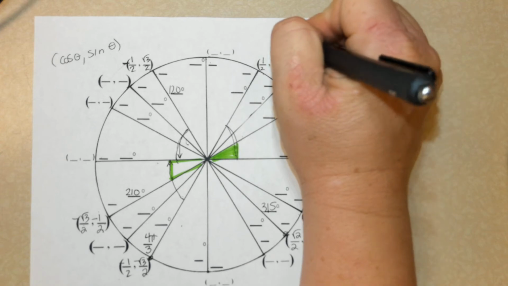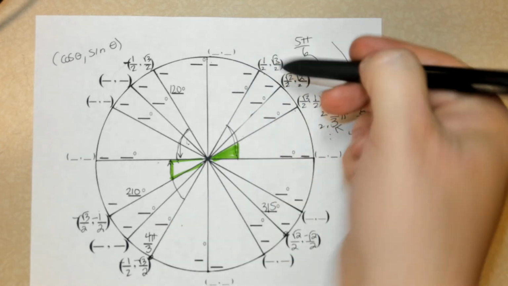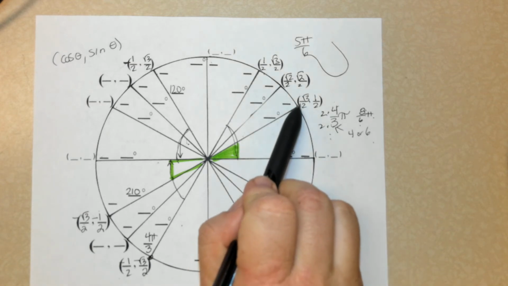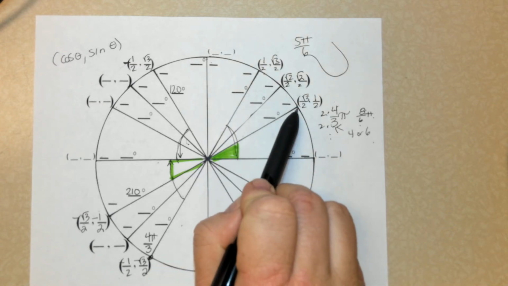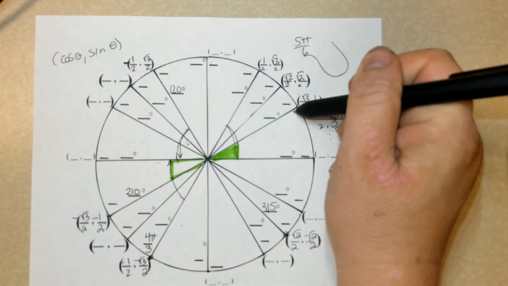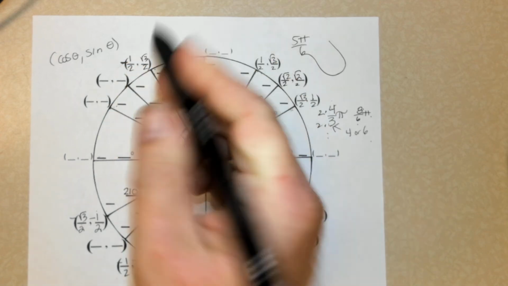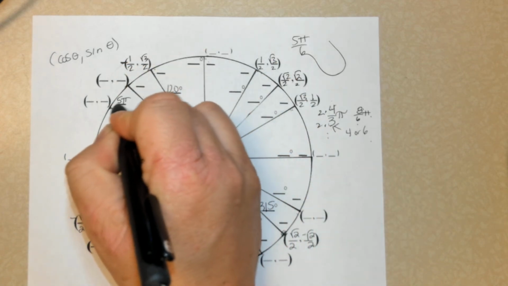Okay, next I want 5 pi over 6. Well, it ends in a 6, so it makes life easy. I'm doing the same with the 30s. 1 over 6, 2 over 6, 3 over 6, 4 over 6. Here's 5 over 6. And 5 over 6 cannot be reduced.